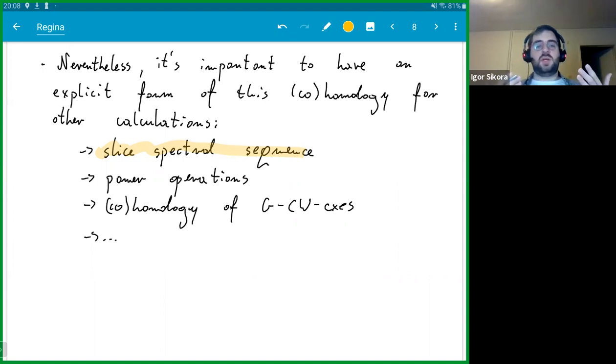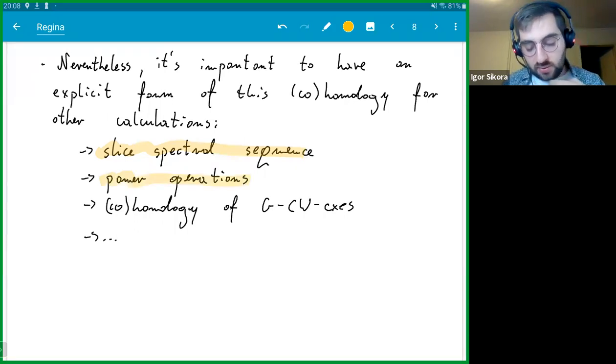But in order to run the computations, we sometimes need auxiliary techniques to compute the cofibers which will be appearing in the tower. So for that matter, we are using the Tate square technique. This is one thing. So also power operations.